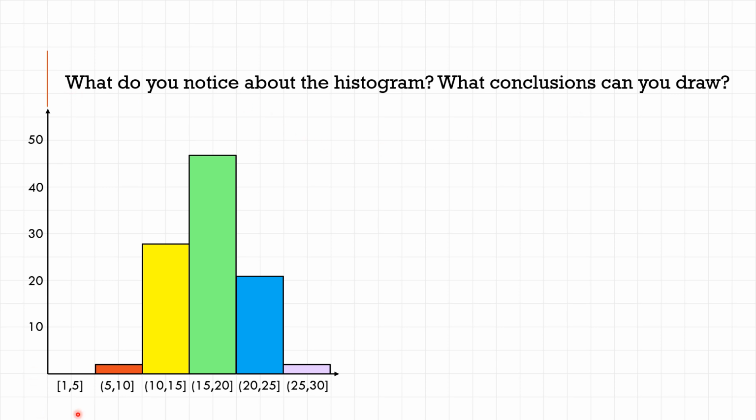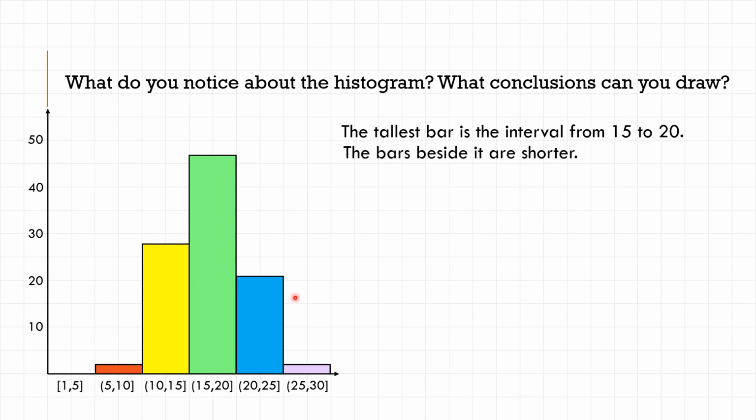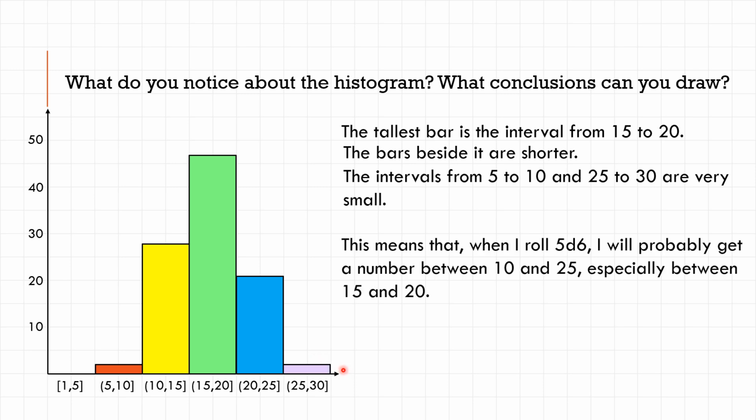Looking at mine, I can see a few things that are immediately obvious. The tallest bar is the numbers from 15 to 20. The bars beside it are shorter, and the intervals from 5 to 10 and 25 to 30 are very, very short. So that probably means that when I roll 5d6, 5 six-sided dice, I'll probably get a number between 10 and 25, especially those between 15 and 20.